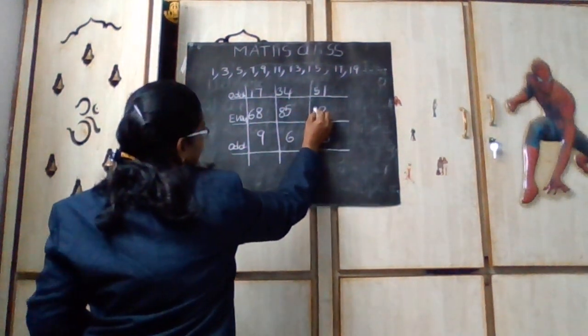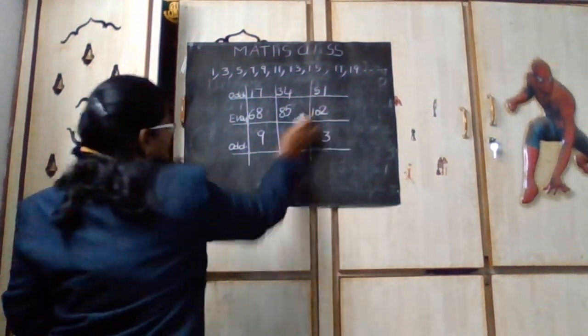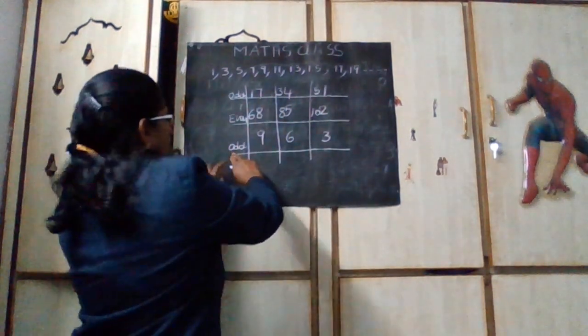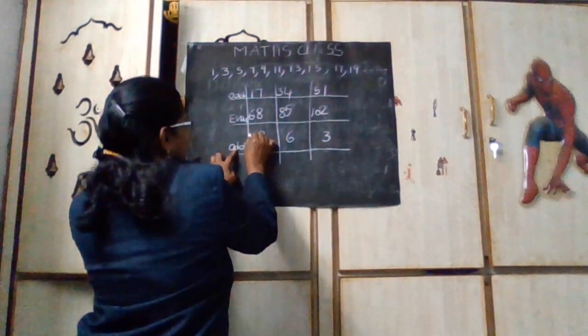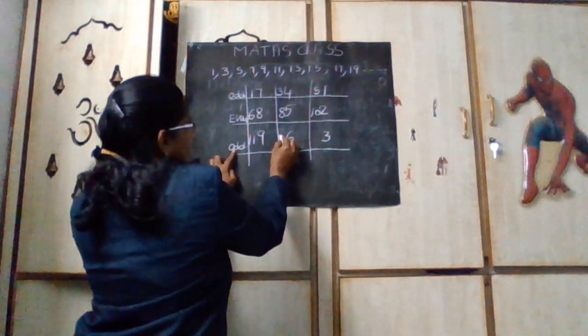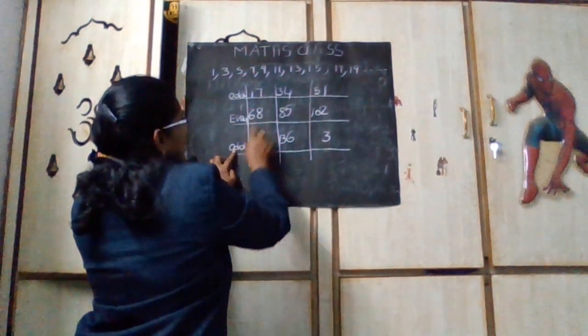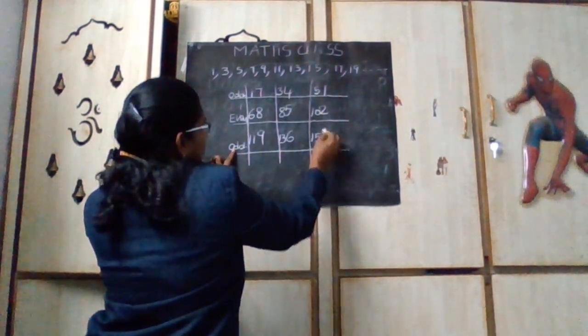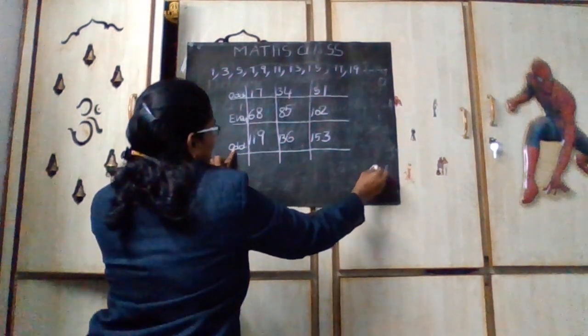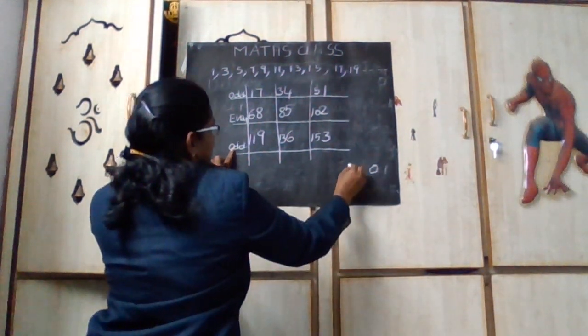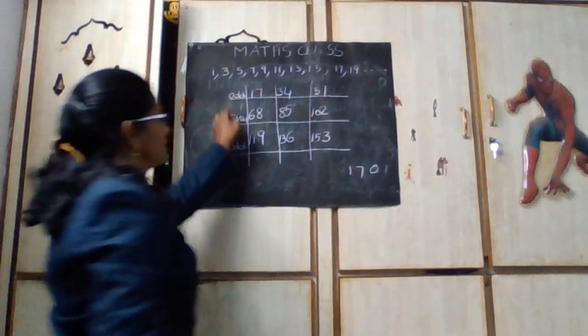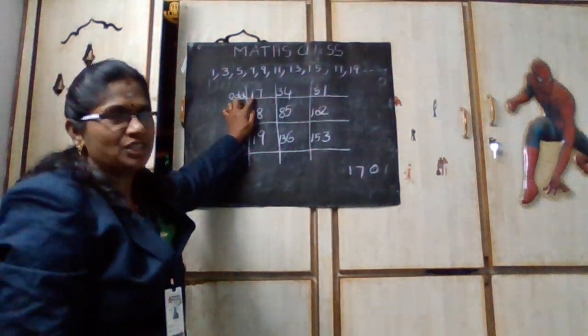Next 10. Next, coming to 10, the immediate odd number after that is what? 11. After 11 comes 13, after 13 comes 15. What about one more 0 here? I wrote it now. You know 17 tens are how much? 170. You see, first tell me the table. 17 ones are how much?